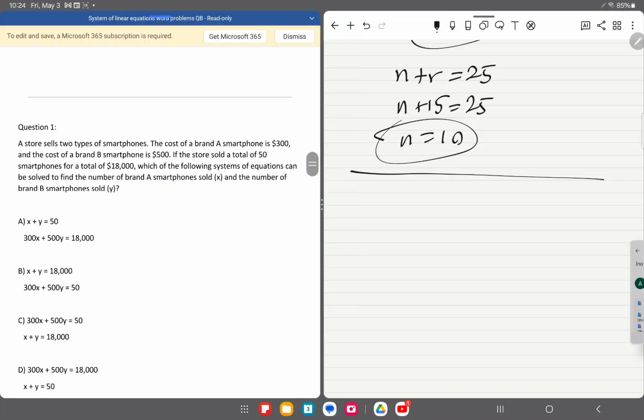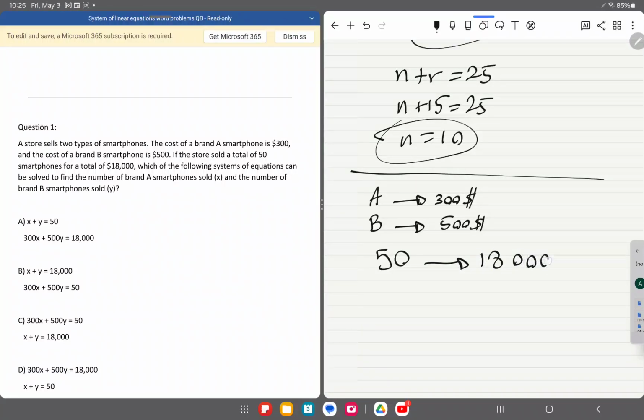Now here, question 1. The store sells 2 types of smartphones. The cost of a brand A smartphone is $300, and the cost of brand B is $500. If the store sold a total of 50 smartphones for a total of $18,000, which of the following systems of equations can be solved to find the number of brand A smartphones sold, x, and the number of brand B smartphones, y? Okay, so they're telling us that A is x and B is y.